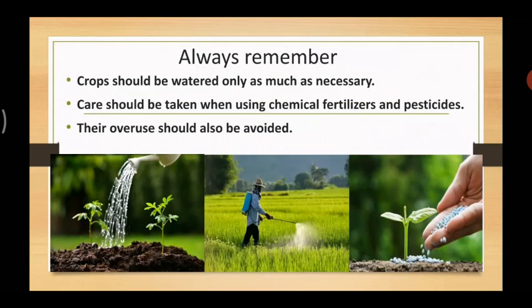Let's move forward. Students, always remember that crops should be watered only as much as necessary. How much the plant requires, that much water only should be put. And care should be taken when using chemical fertilizers and pesticides because their overuse is not good for the crops. Chemical fertilizers and pesticides should be put in the required amount. They should not be put in more.